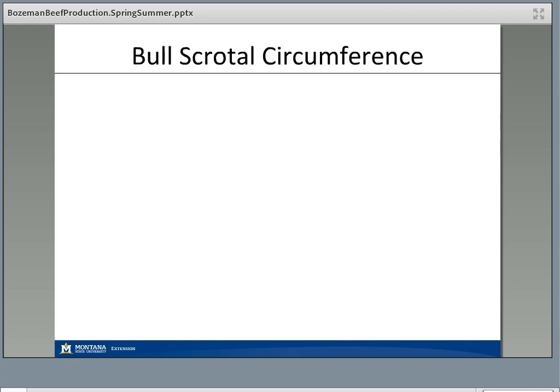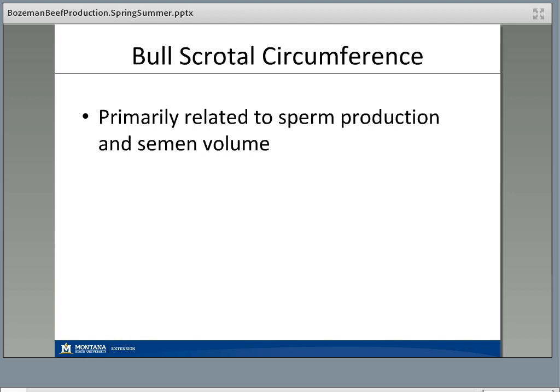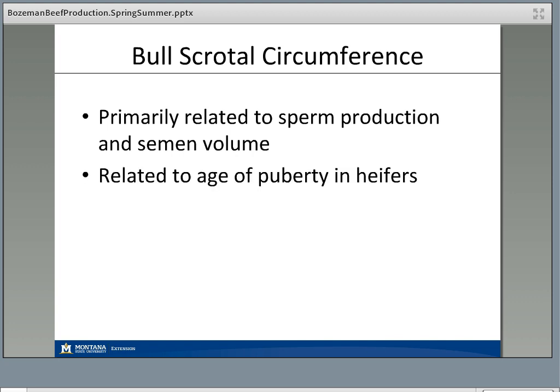So scrotal circumference, the reason that matters is that it's primarily related to sperm production and semen volume. So the bigger the scrotal circumference, generally the better volume of semen the bull will produce. It's also related to age of puberty in heifers, which we'll talk about when we talk about heifer development in a subsequent webinar, such that the larger a bull's scrotal circumference, the younger his daughters are at puberty.